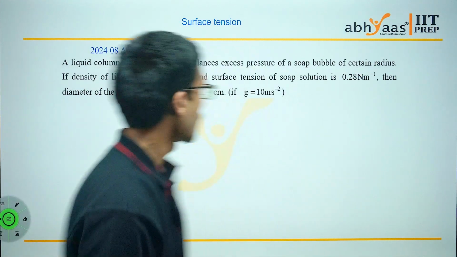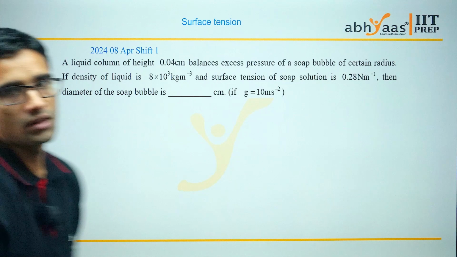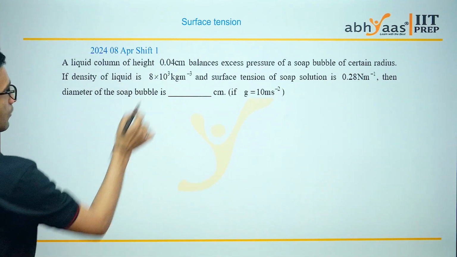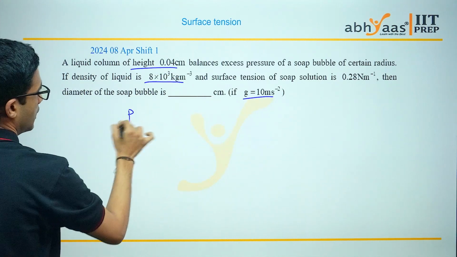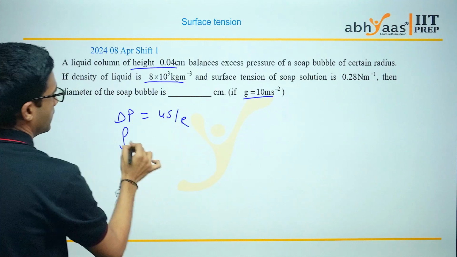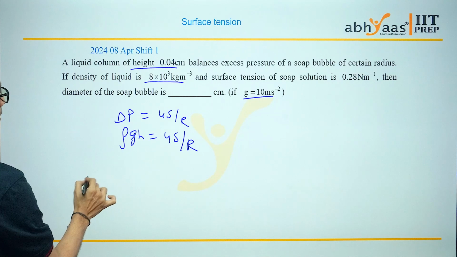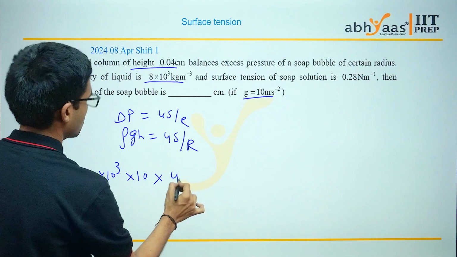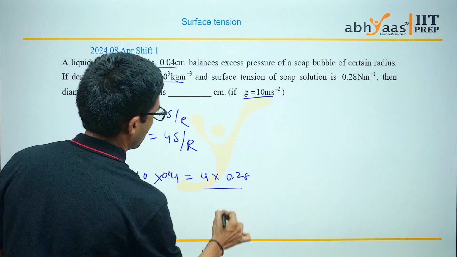Next question. The concept is related to surface tension only, excess pressure problem. So density is given. Soap bubble, when you see, what is that excess pressure formula? 4S by R. But here he has given that pressure in the form of height and G, density is given. That's why delta P equal to 4S by R. But the delta P I am writing as rho GH, 4S by R. So rho is 8 into 10 cube. G is 10. Height H is 0.04 is equal to 4 into 0.28 by R.